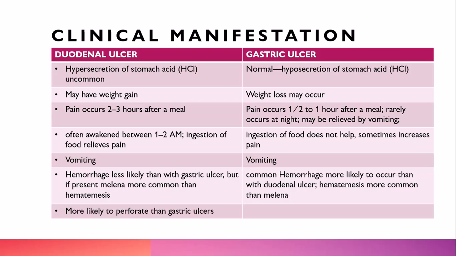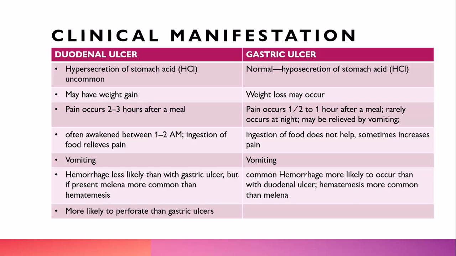Now it says more likely to perforate. Here, in duodenal ulcer, it is because the duodenum is a pipe-like thing. If you see the small intestine, it's like a pipe. It's small and it's curved. So there is more chance of having perforation. Perforation means erosion. So it will perforate or penetrate. So here the chances are more.